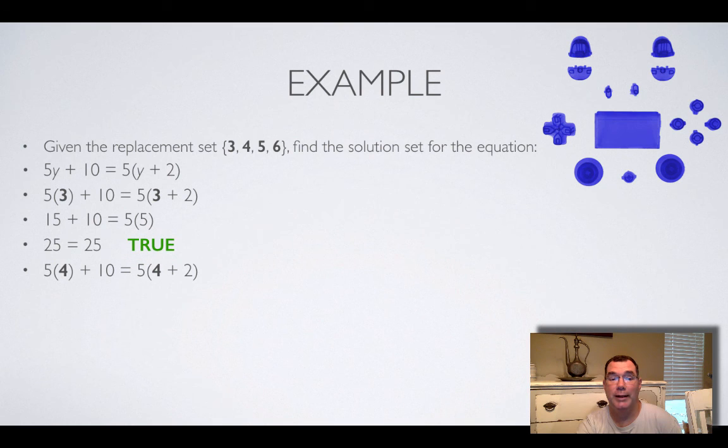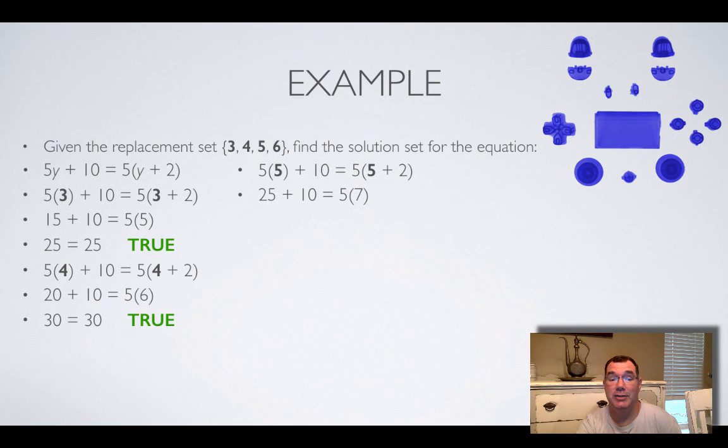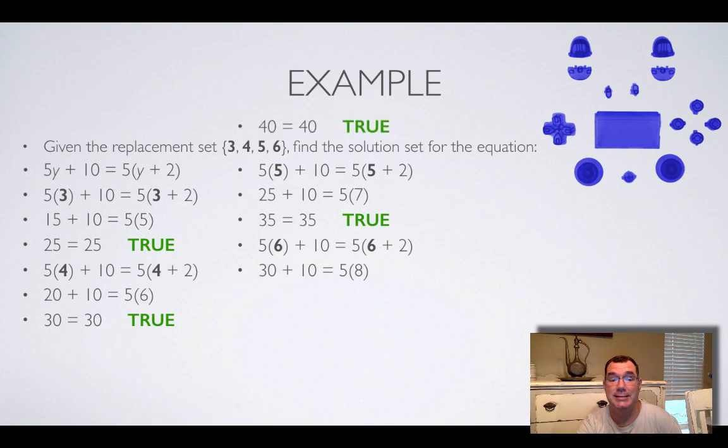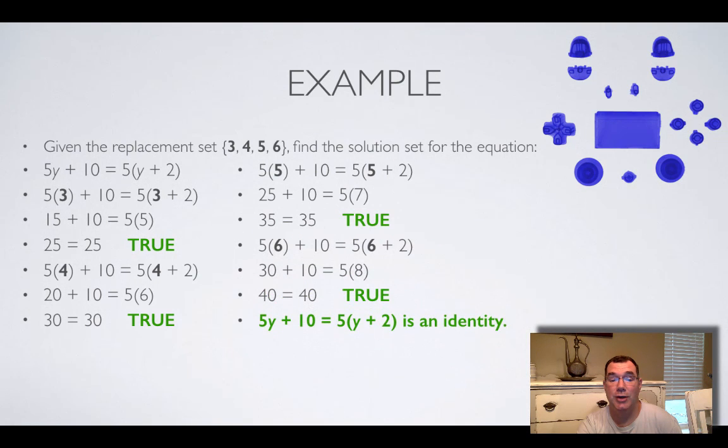If I plug in 4, I get 5 times 4 plus 10 equals 5 times 4 plus 2. So 20 plus 10 is 5 times 6. That's 30 equals 30. So 4 also works. If I try plugging in 5, that also works. And if I try plugging in 6, that also works. So since all 4 of those numbers worked, then that means that for those 4 numbers, the equation 5y plus 10 equals 5 times y plus 2 is an identity.